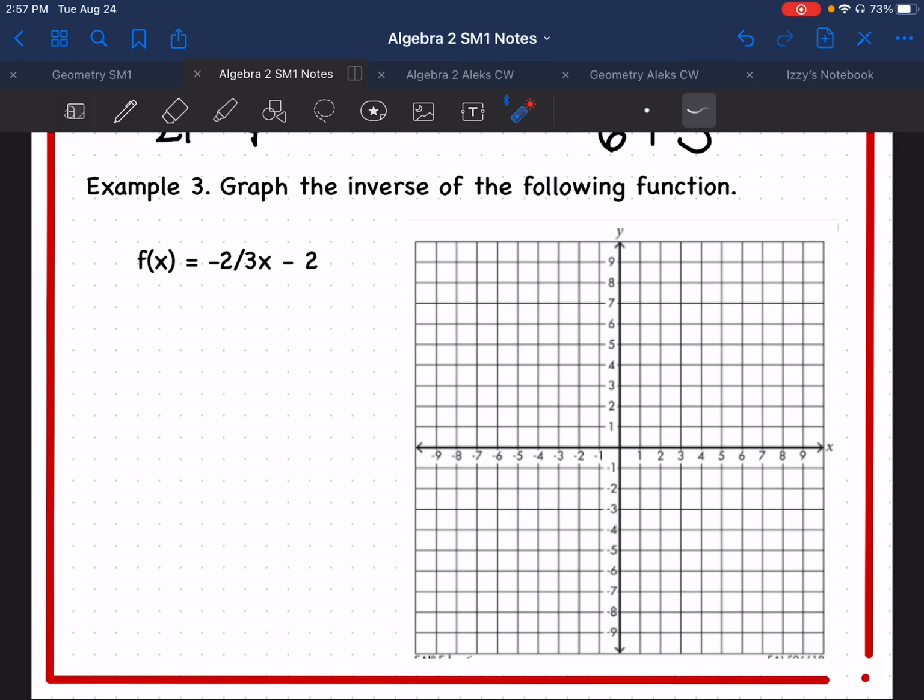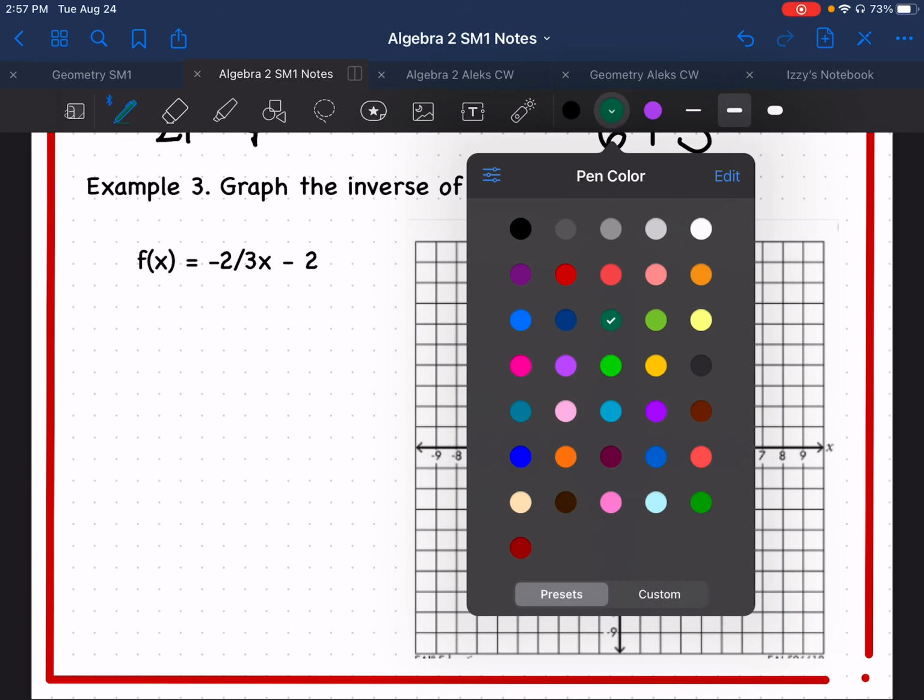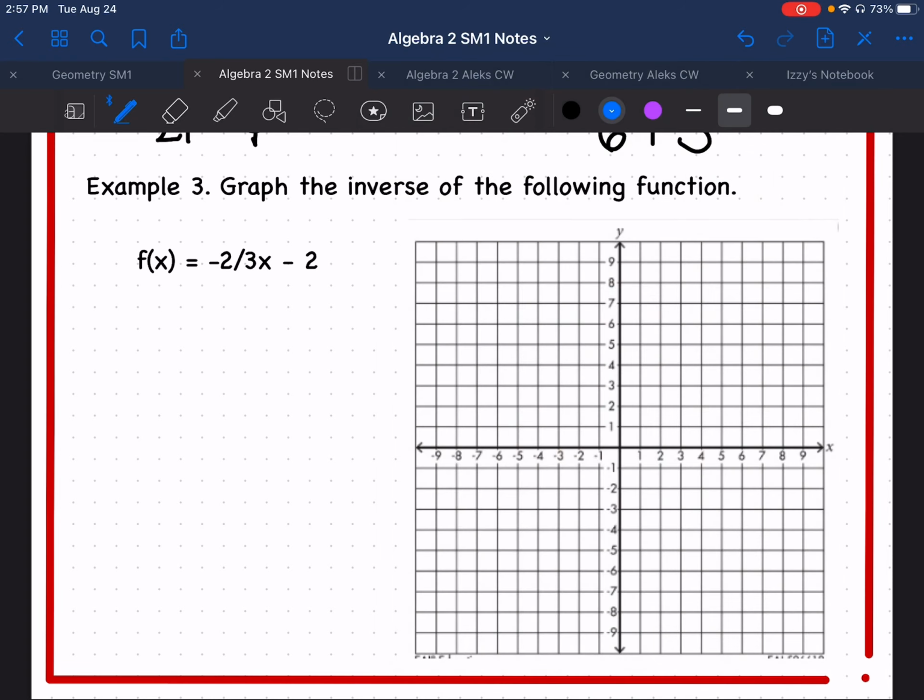So here we go. Just a quick reminder, let me grab my blue, that my slope is -2/3. Remember, the slope is telling me how to move. I always like to think of the negative, if there is one, as being with the numerator. So I'm going to move down 2 and 3 to the right.